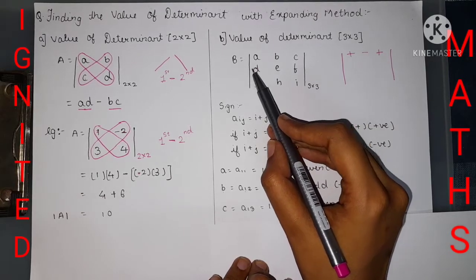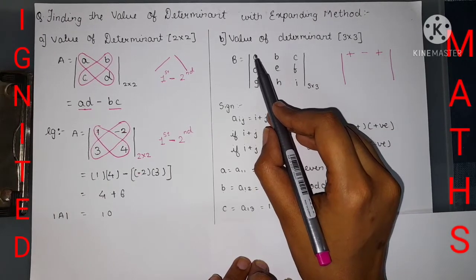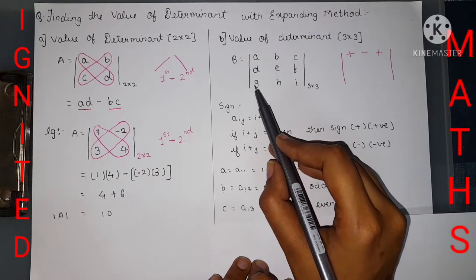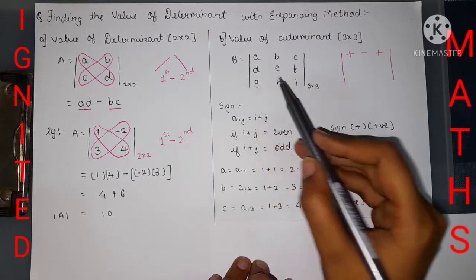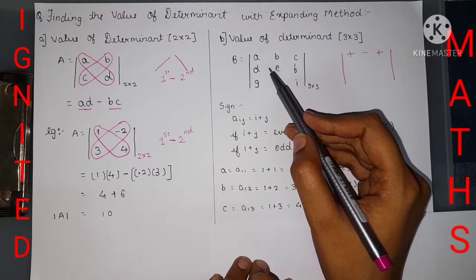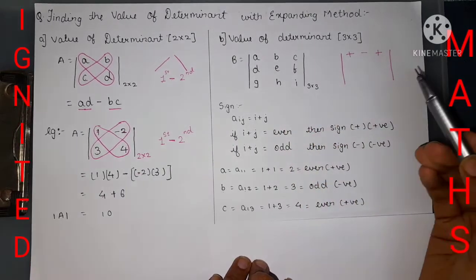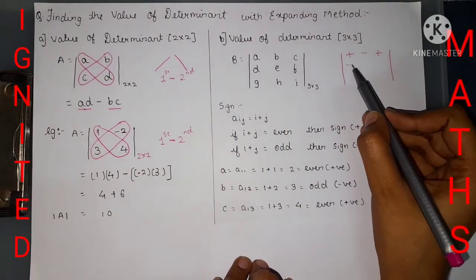For D, D is presented in second row and first column. Sorry for that. Second row and first column. If you add both the terms, that is 2 plus 1, it's nothing but 3. 3 is an odd number, so the sign will be negative.